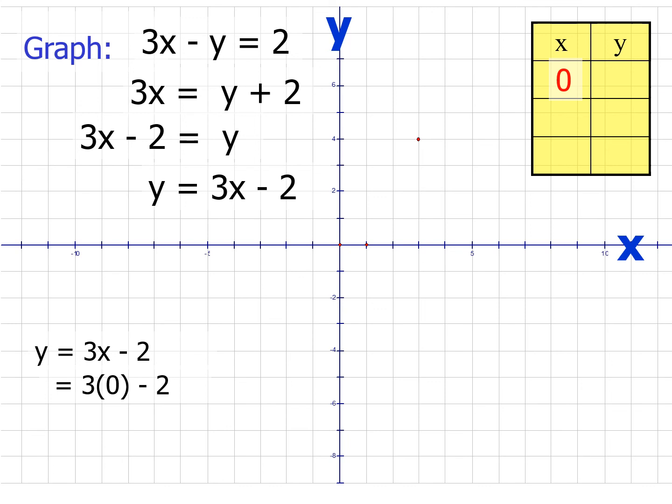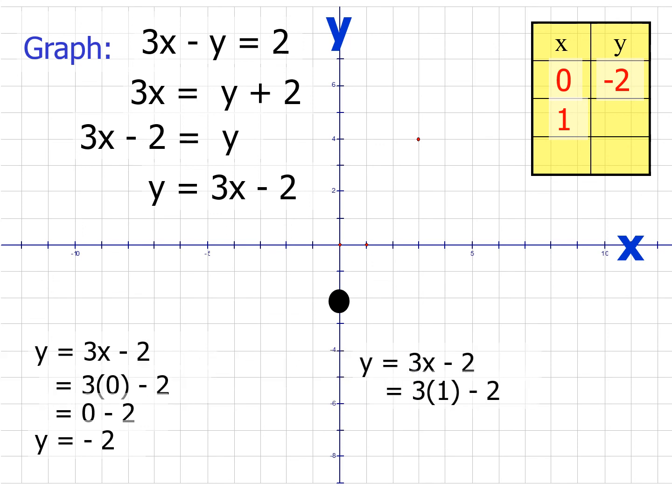So 3 times 0 is 0, so y equals negative 2. And then next, if x equals 1, copy the original equation and substitute the value for your x. 3 times 1 minus 2. So subtract, it is equal to 1. So if x is equal to 1, y equals 1.